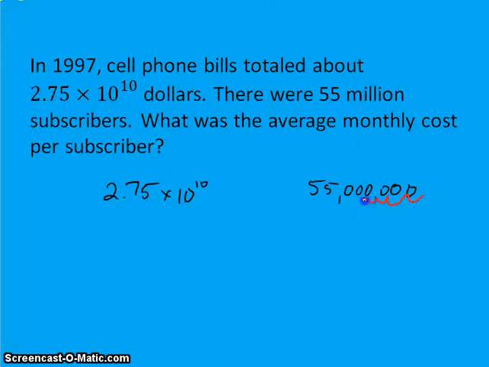1, 2, 3, 4, 5, 6, and then 7. So 5.5 times 10 to the positive 7 because it's a big number, bigger than 1, so it's going to be a positive exponent. So I want to divide this number by 5.5 times 10 to the 7th. So again, two problems. 2.75 divided by 5.5 gives you 0.5 times 10. Now division, 10 minus 7 is times 10 to the third.